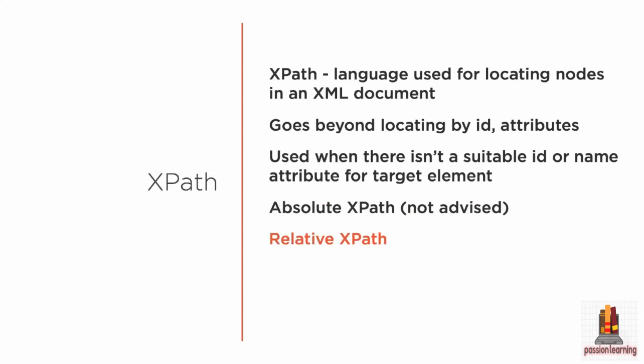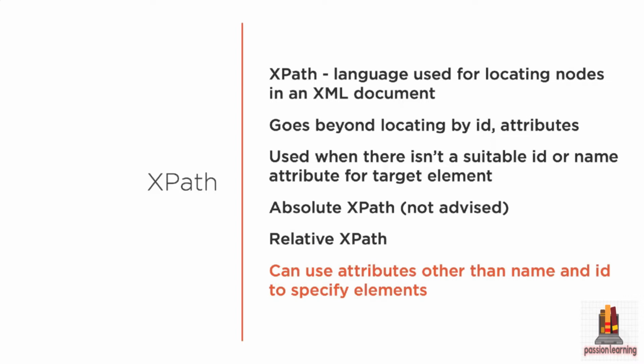In case of relative Xpath, we try to locate a nearby element for which an ID or name attribute is given. Now, we can calculate Xpath of the target element relative to this nearby element. The chances of this Xpath changing is very less, thus making our test more robust. Xpath locators can also be used to specify elements via attributes other than ID and name.